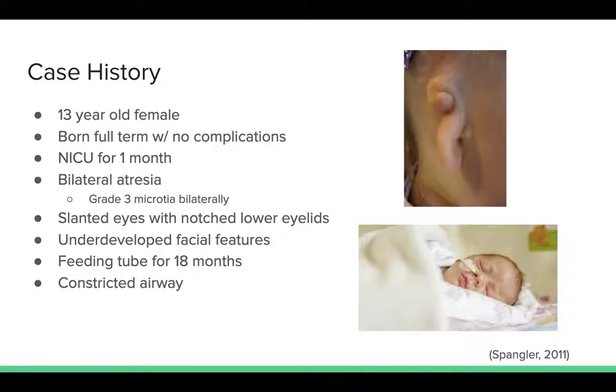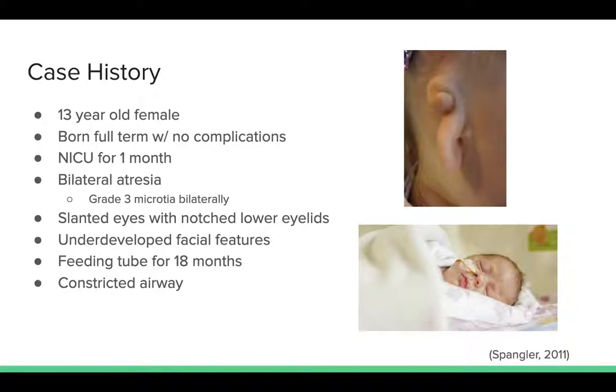So the 13-year-old female presents with the following case history. She was born full term with no birth or pregnancy complications. However, she was transferred to the neonatal intensive care unit for 1 month. She has bilateral atresia and grade 3 microtia. She has slanted eyes with notched lower eyelids and underdeveloped facial features.